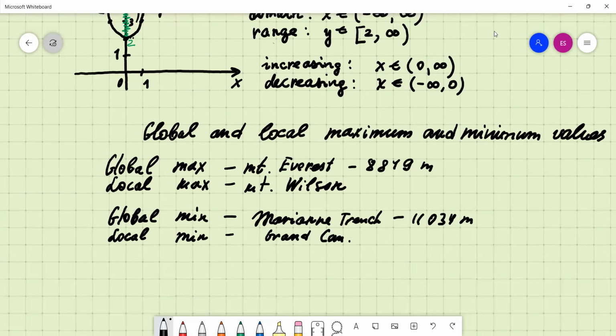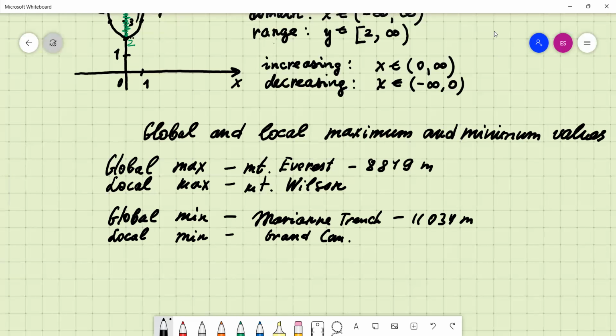Grand Canyon. I don't remember how deep it goes, and so I don't remember how tall Mount Wilson is, but you understand that there is a deepest point somewhere, but not exactly like all around the world. For functions, we can have the same situation. Just imagine that now the function is a whole Earth, and it's going to have local and global maxima and minima.